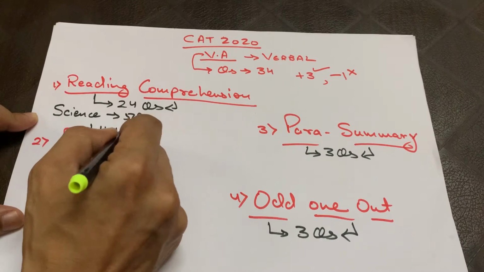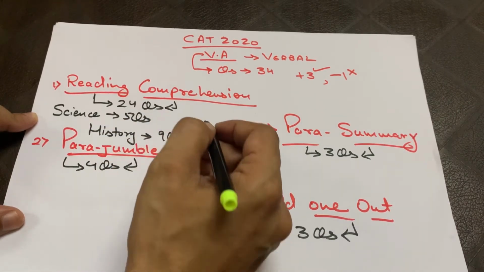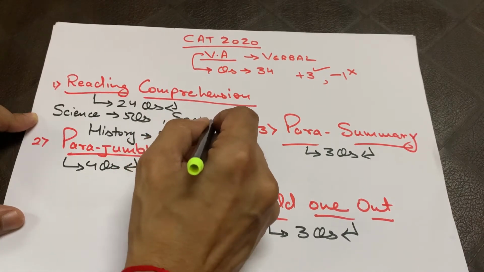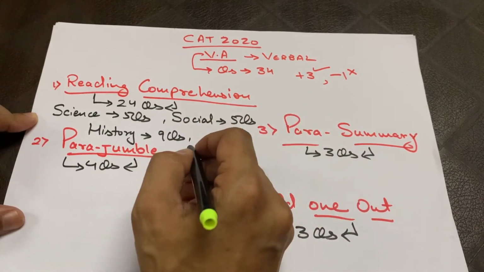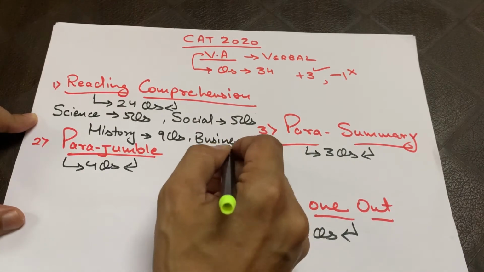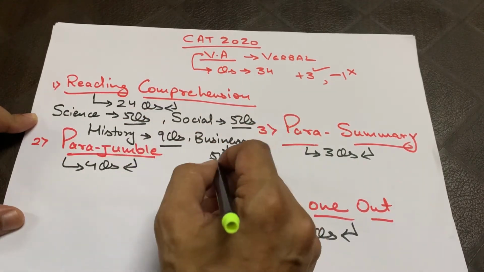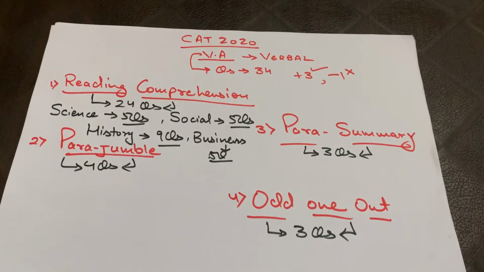History, yes, many people hate this topic, they find it boring. So there is bad news: there are going to be 9 questions on history. Under the social structure of us in our society, and human resource as we also call it, you are going to be asked 5 questions. And then business related, on financial and business topics, you are going to get 5 questions. So if you do the math, all together it is 24 questions: science 5, social 5, history 9, business studies 5.